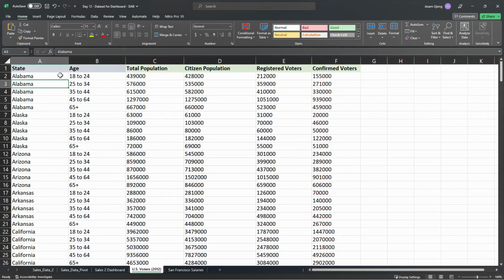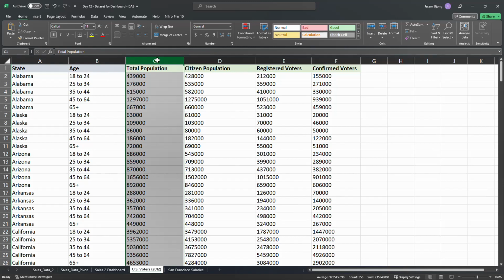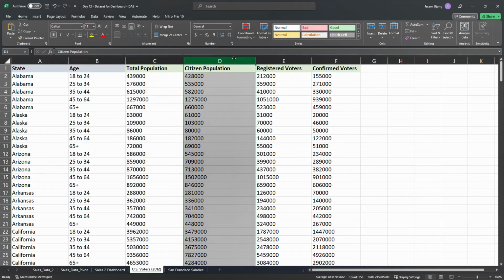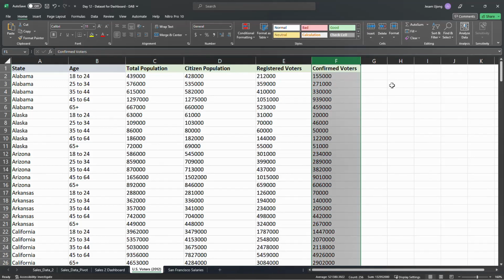Let's look at this data. Remember, when you see a data set, you want to go through it and understand it, right? So quickly, this is a data set of US voters in 2012. We have the states, Alabama. We have the age, an age range data set. Then we have total population in the states, citizen population, registered voters population, and then confirmed voters.